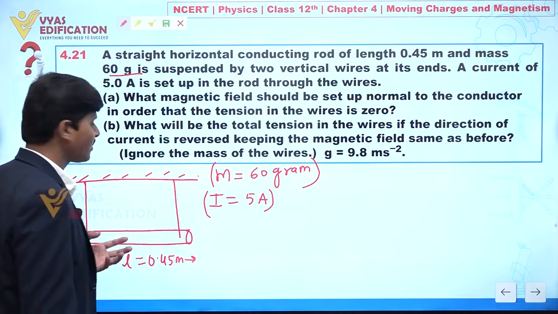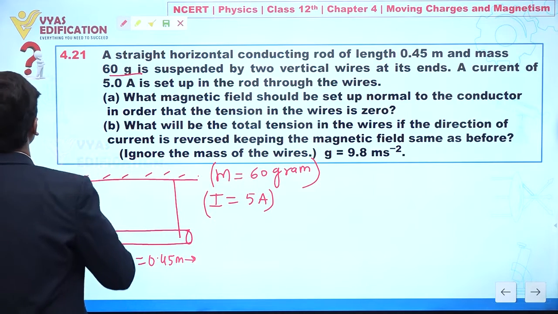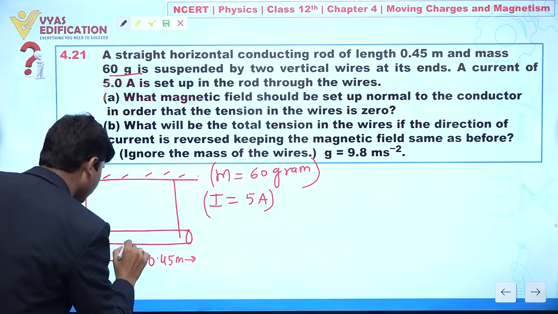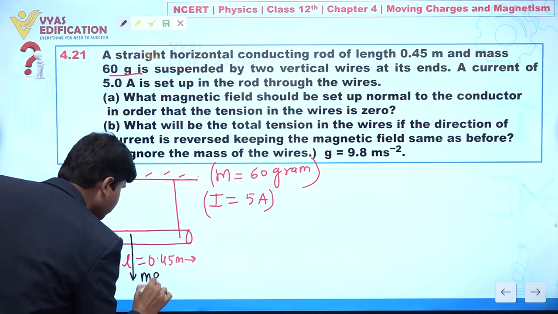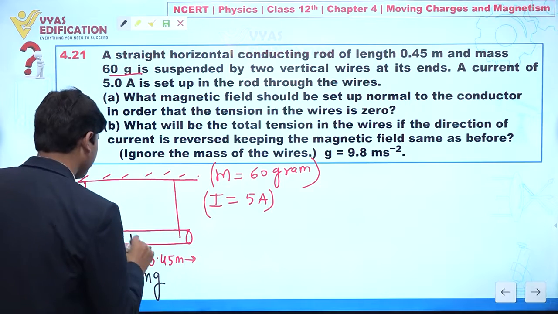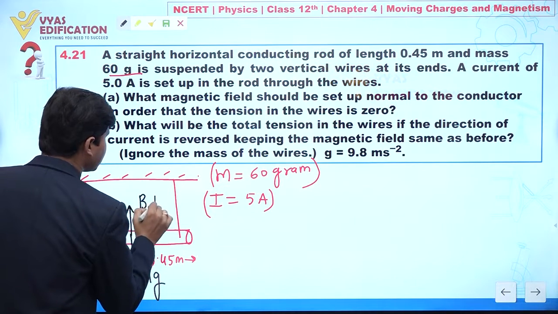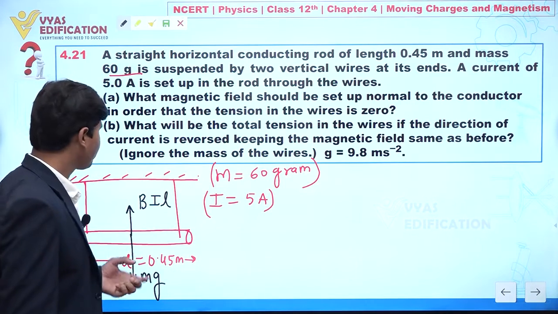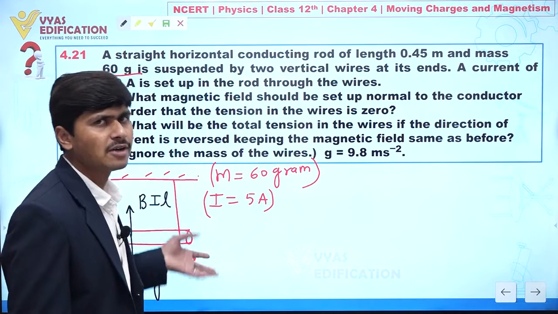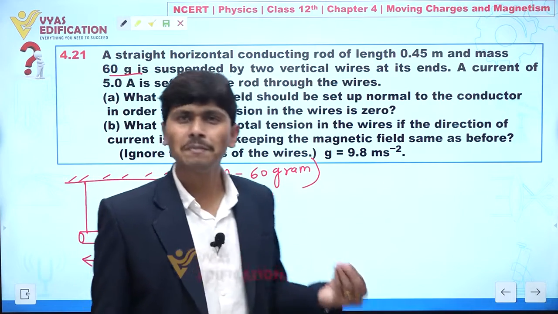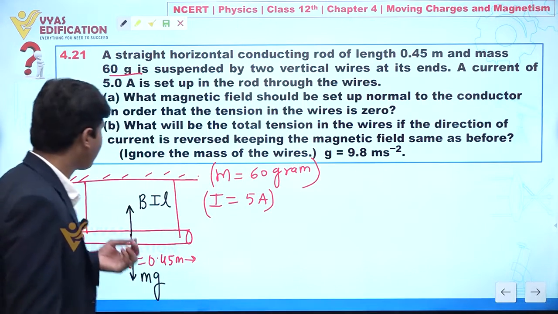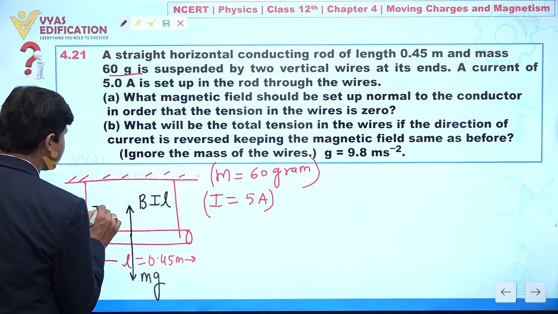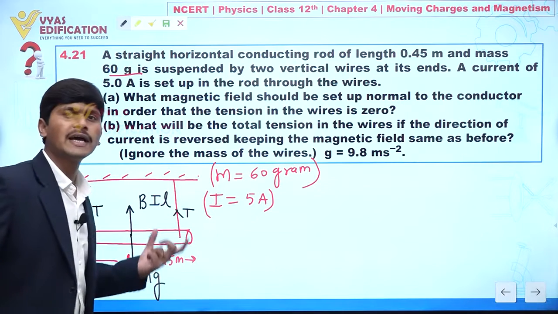Now let us try to understand what are the different forces acting on this rod. We can see here a force is acting, this is mg. And a force is acting, that is BIL. So here mg is acting, and if we apply a magnetic field, I don't know in which direction, but definitely the magnetic force should act in a vertical upward direction so that the tension in both the strings or wires becomes 0.